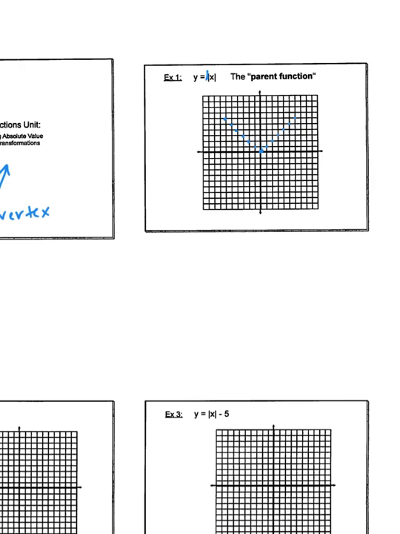So the way you graph it is the vertex of y equals absolute value of x is at the origin, and each side of the V has a slope of 1. And then you just connect, and you're done. And you label y equals absolute value of x. It's that simple.